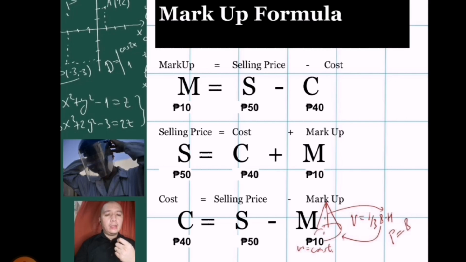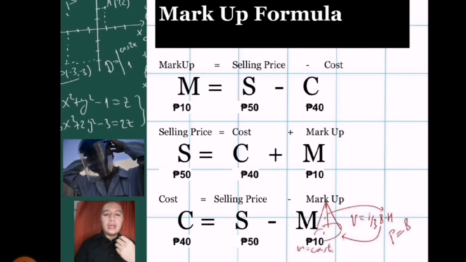If you wanted to find out what the markup is, all you would have to do is deduct cost from the selling price. So let's say we have a face shield that costs 40 pesos and we are selling it for 50 pesos. Our markup is 10 pesos. Now, if you wanted to find out the selling price, which is represented by S, all you have to do is add up the cost plus the markup. So the cost is 40 pesos and then you add 10 pesos for its markup. Thus, our selling price is going to be 50.